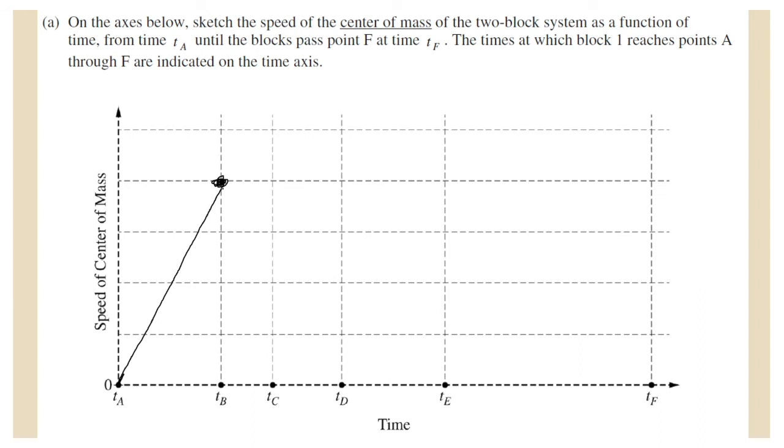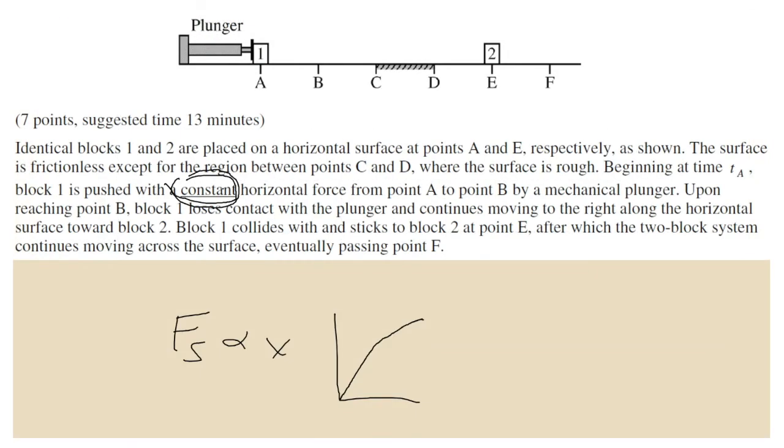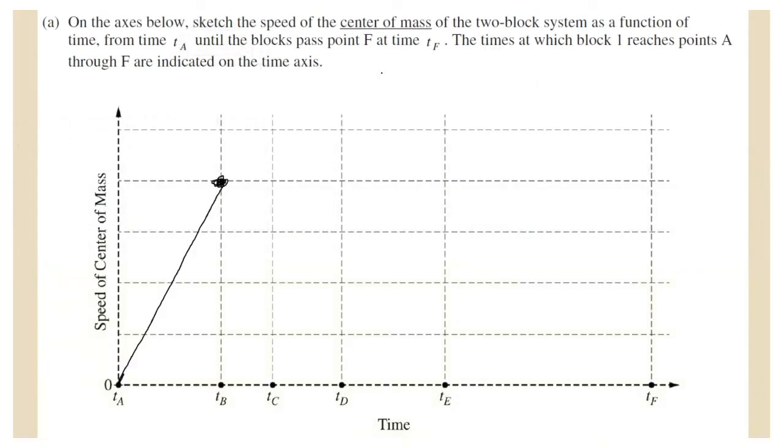If the system has no external forces exerted on it, its momentum is conserved, meaning the speed of the center of mass remains the same. But in the absence of external forces, it remains constant. Where's that friction section? The friction section is at point C. So notice here between B and C, there's no external force exerted on this thing. That means between B and C, the velocity of the center of mass is going to remain constant.